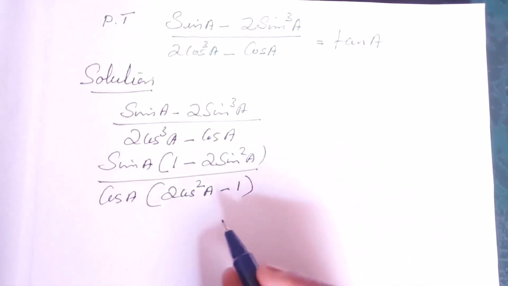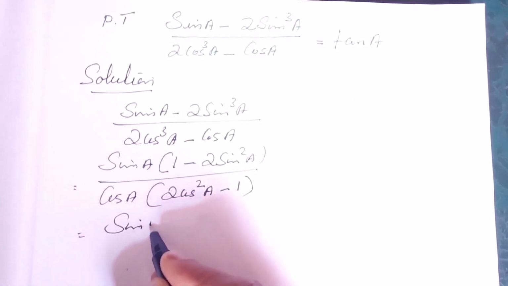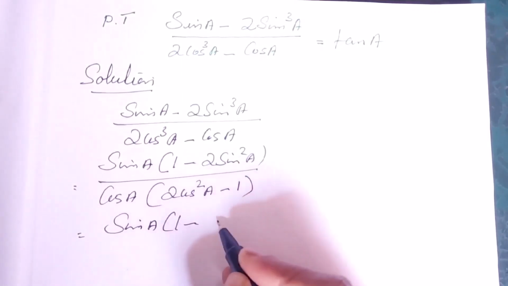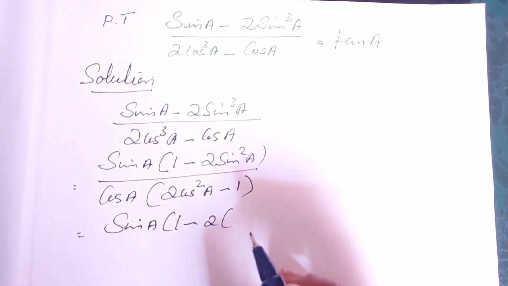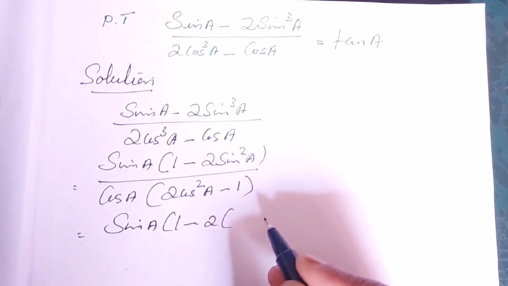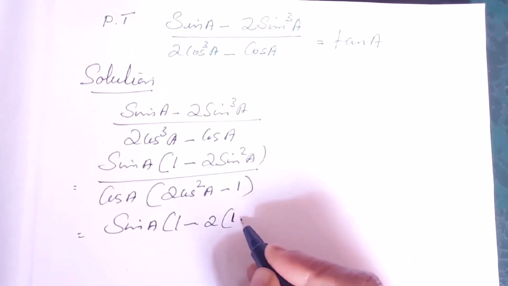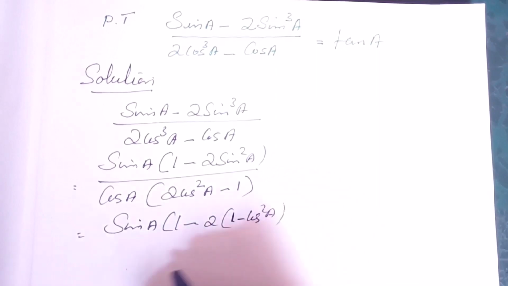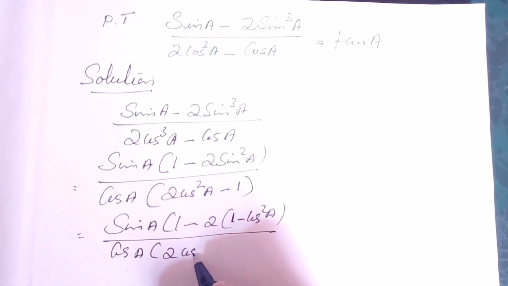Right? Now it is equal to sin A into 1 minus 2 sin square A. Again we can substitute sin square A by 1 minus cos square A, because of the identity we have learned, sin square A plus cos square A is equal to 1. So sin square A is 1 minus cos square A. So it is 1 minus 2 into (1 minus cos square A), upon cos A into (2 cos square A minus 1), right?